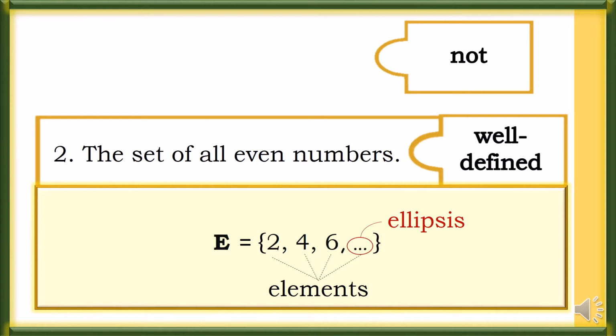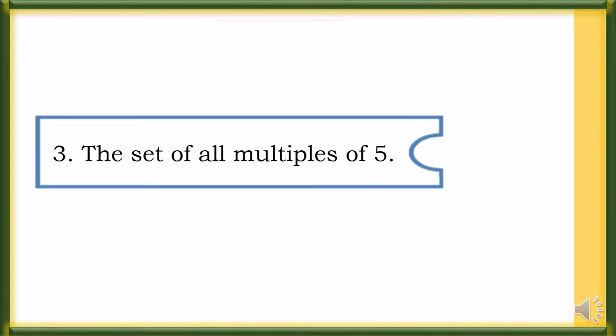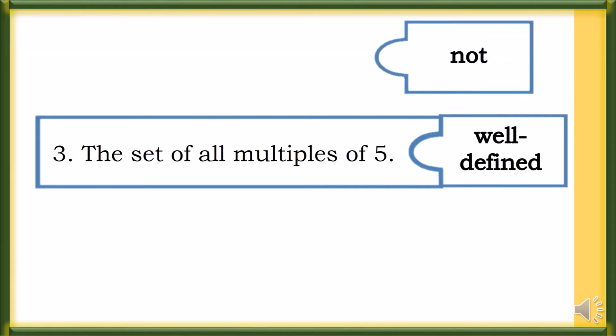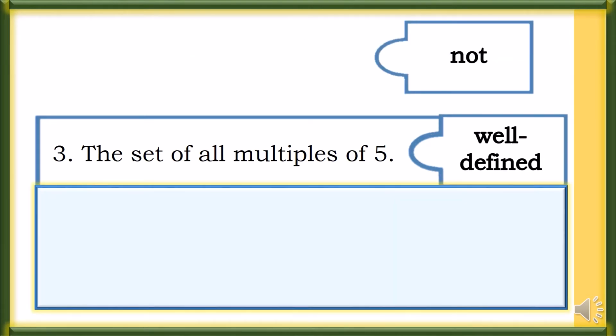Example number 3, the set of all multiples of 5. Well defined or not? The answer is well defined, as shown below, and we name our set with capital letter Y, and we also use braces to group the objects of our set, which is composed of 5, 10, 15, and so on.